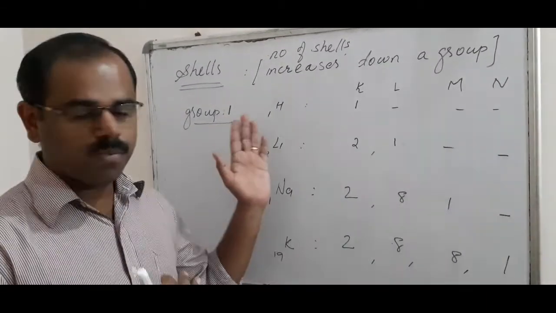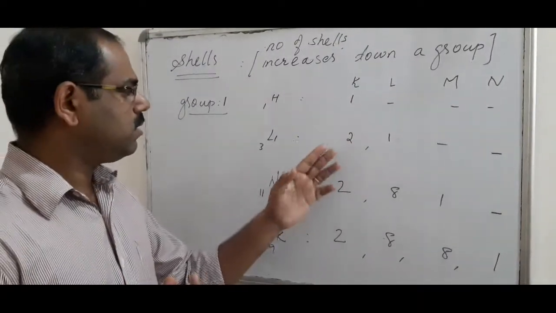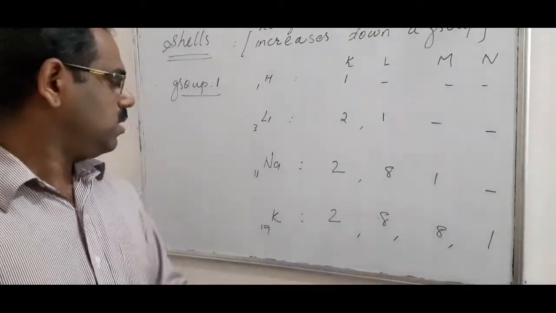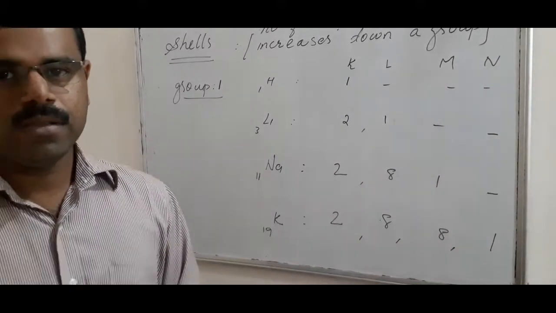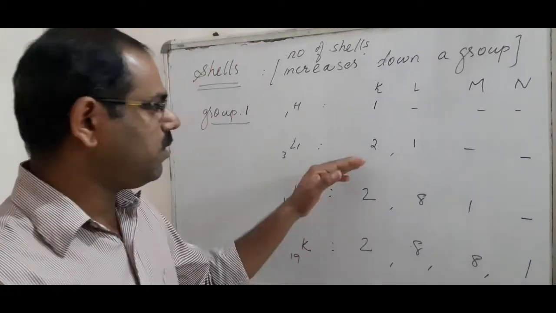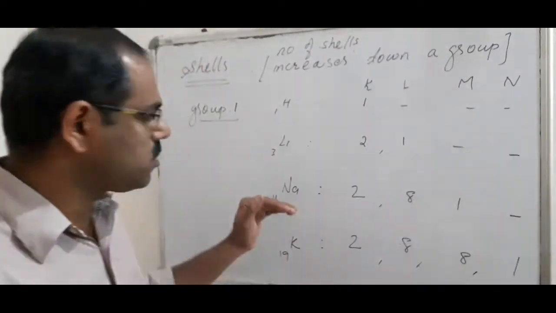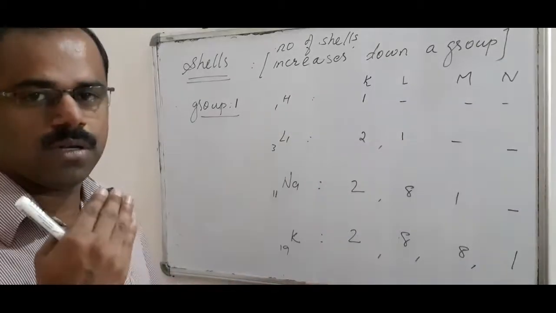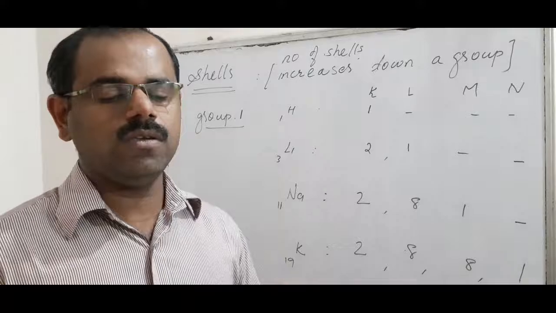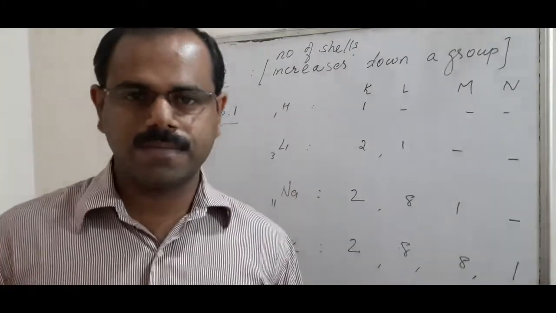So if we consider the group 1 elements, the electronic configuration of hydrogen is 1 electron in the K shell, 2-1 for lithium, sodium 2-8-1, potassium 2-8-8-1. That means in the case of hydrogen there is only 1 shell, for lithium 2 shells, and as we go down group 1, for sodium 3 shells, and for potassium 4 shells. So what do we understand from that? If we go down any group, the number of shells increases.